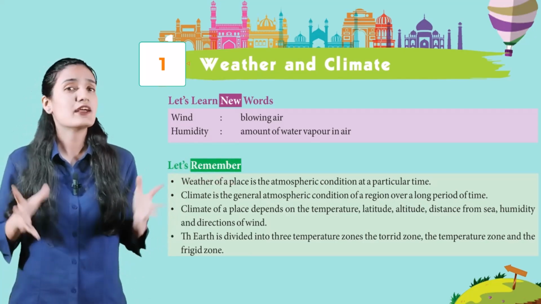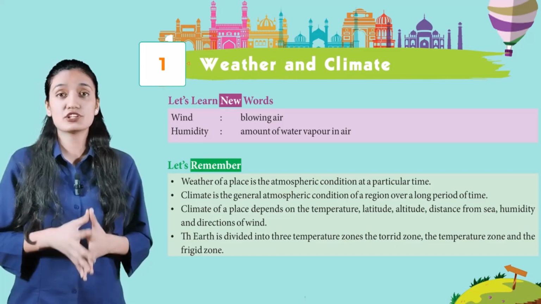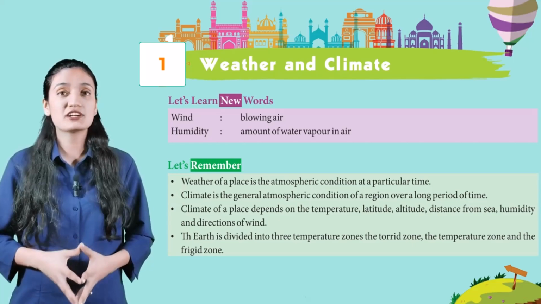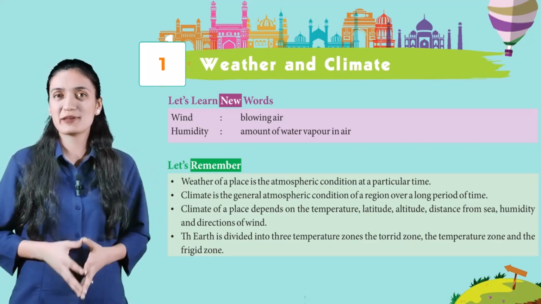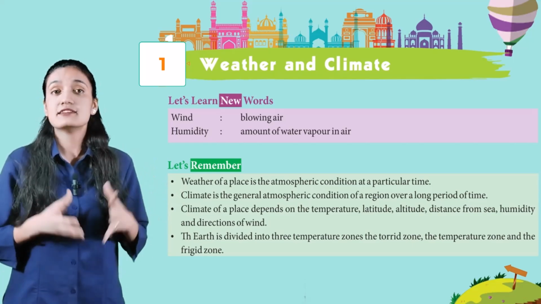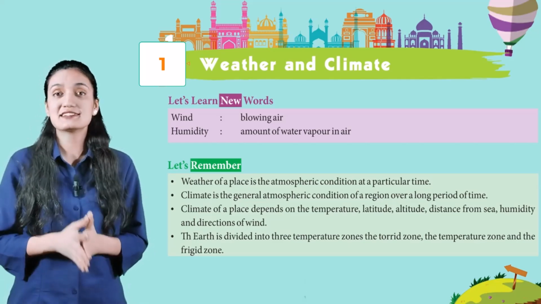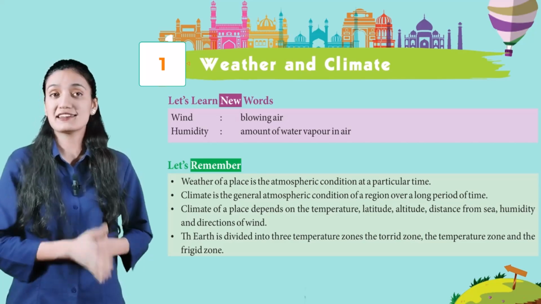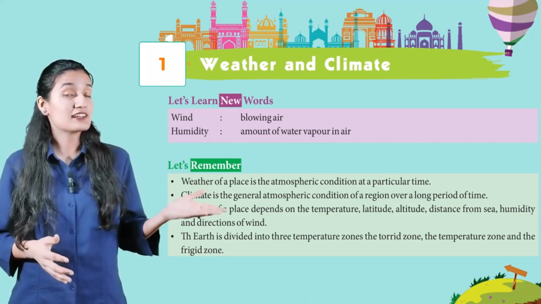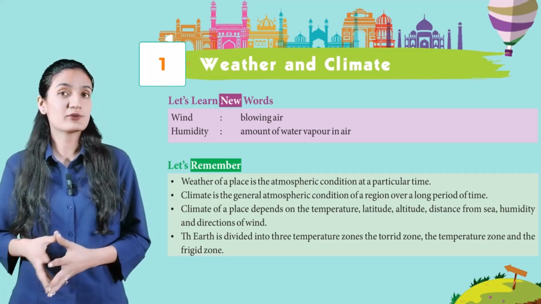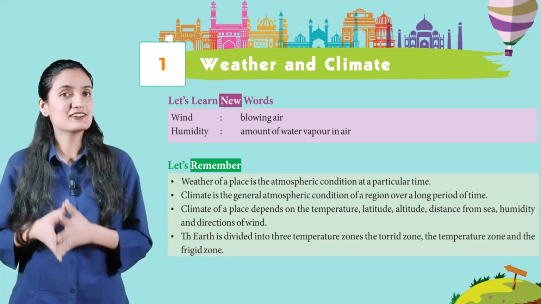Now, let's remember. Weather of a place is the atmospheric condition at a particular time. Climate is the general atmospheric condition of a region over a long period of time. Climate of a place depends on the temperature, latitude, altitude, distance from sea, humidity and directions of wind. The earth is divided into three temperature zones: the torrid zone, the temperate zone and the frigid zone.